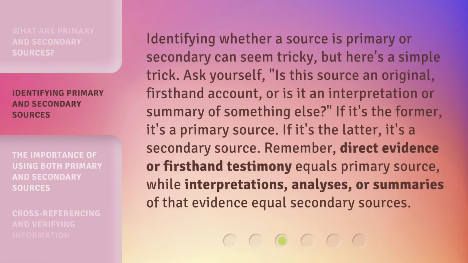Identifying whether a source is primary or secondary can seem tricky, but here's a simple trick. Ask yourself, is this source an original, first-hand account, or is it an interpretation or summary of something else? If it's the former, it's a primary source. If it's the latter, it's a secondary source. Remember, direct evidence or first-hand testimony equals primary source, while interpretations, analyses, or summaries of that evidence equal secondary sources.